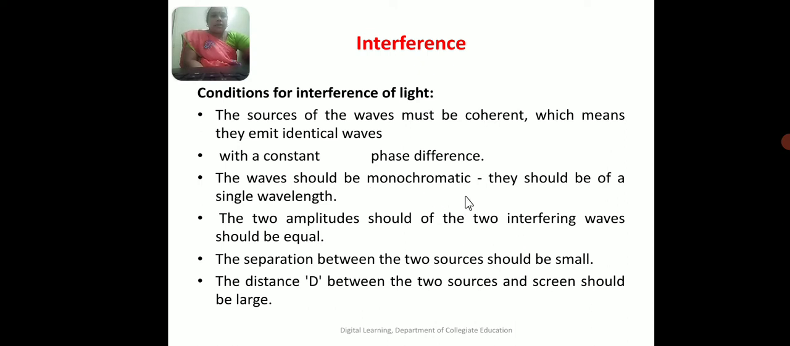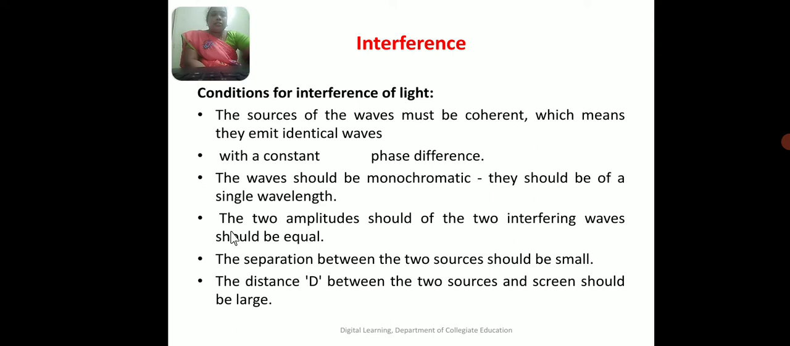Instead of a monochromatic source, if we use white light, then we get seven colors, like that of a CD. We already discussed this in the first slide. That is a good example of an interference phenomenon. So instead of monochromatic light, if we use white light, then we get seven colors, VIBGYOR, instead of alternate bright and dark bands.